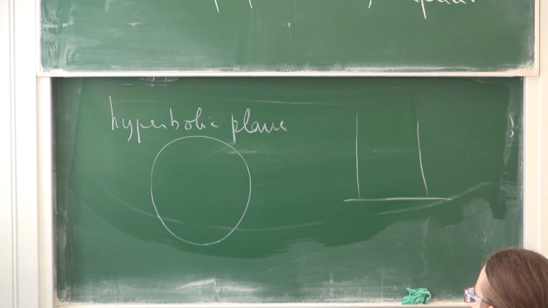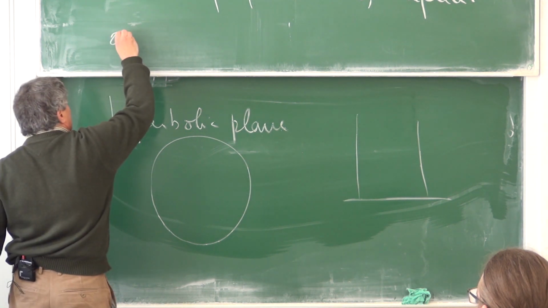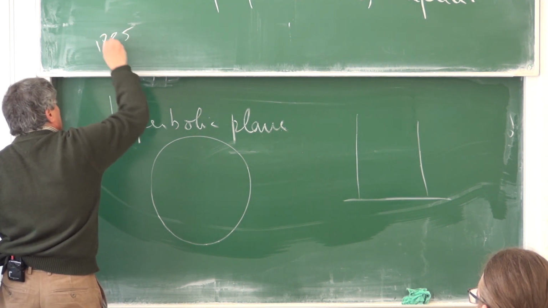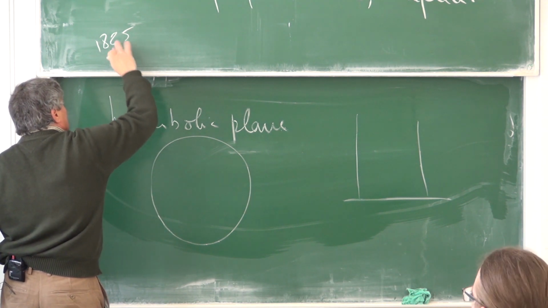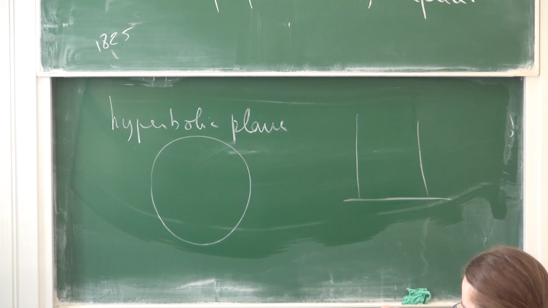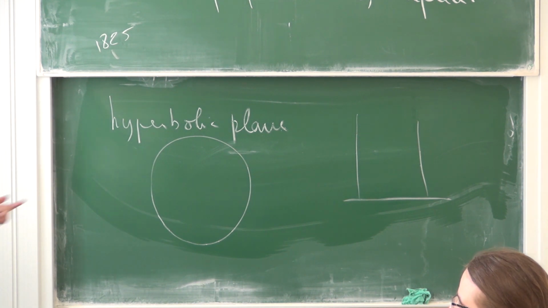The models came more than 150 years after he. Well, his first work on this was in 1825, and the models came 70 years after. So he worked everything. Everything I will say was known to him, in fact, without them. And anyway, so we have this hyperbolic plane.